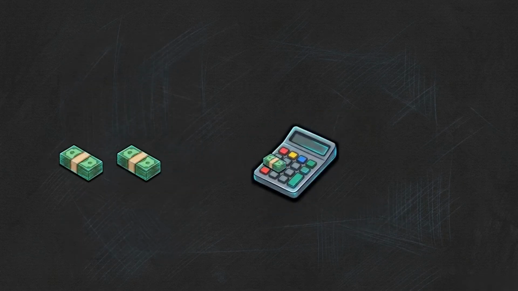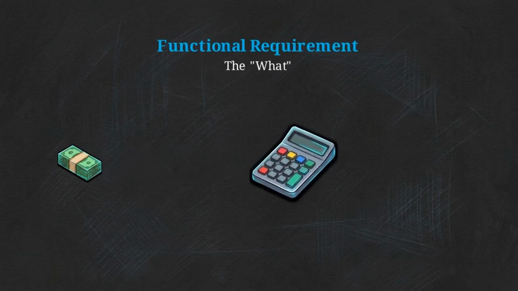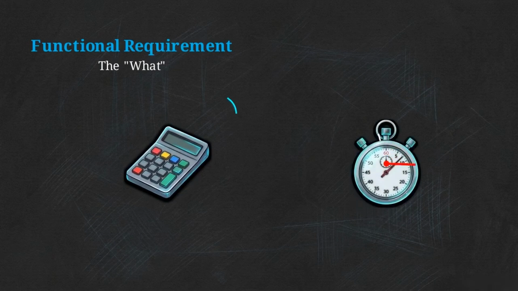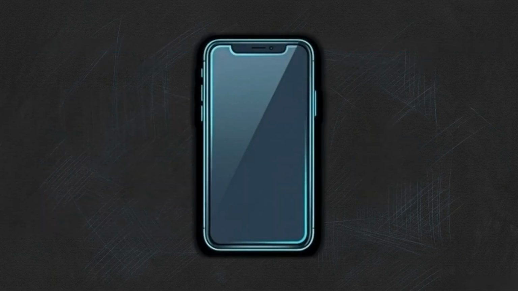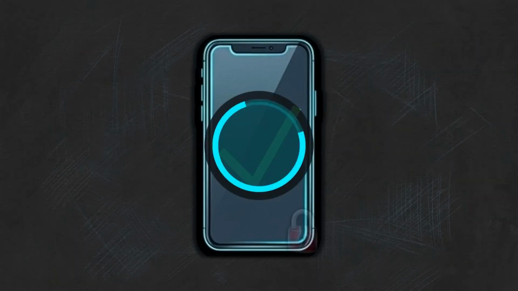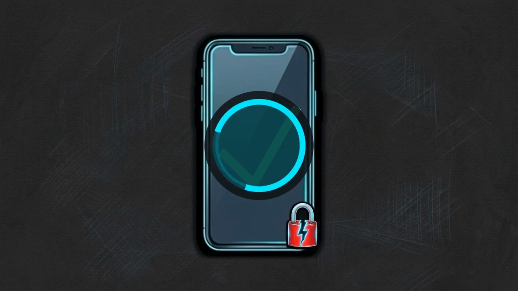Let's test this. Think about calculating a worker's payroll. That is a functional requirement. Now think about loading the payroll data in under 2 seconds. That is a non-functional requirement. Without separating the what from the how well, developers risk building an application that technically works but is too slow or insecure for the customer to actually use.